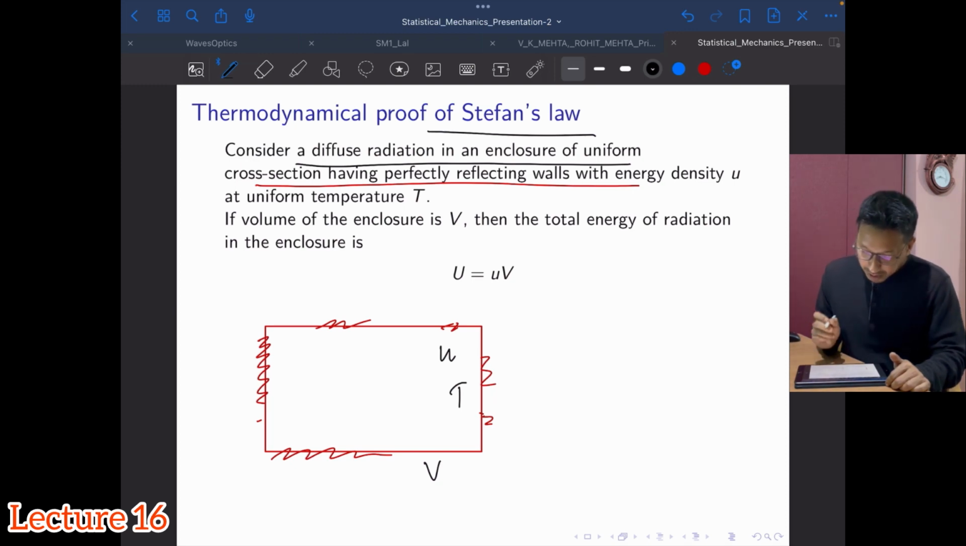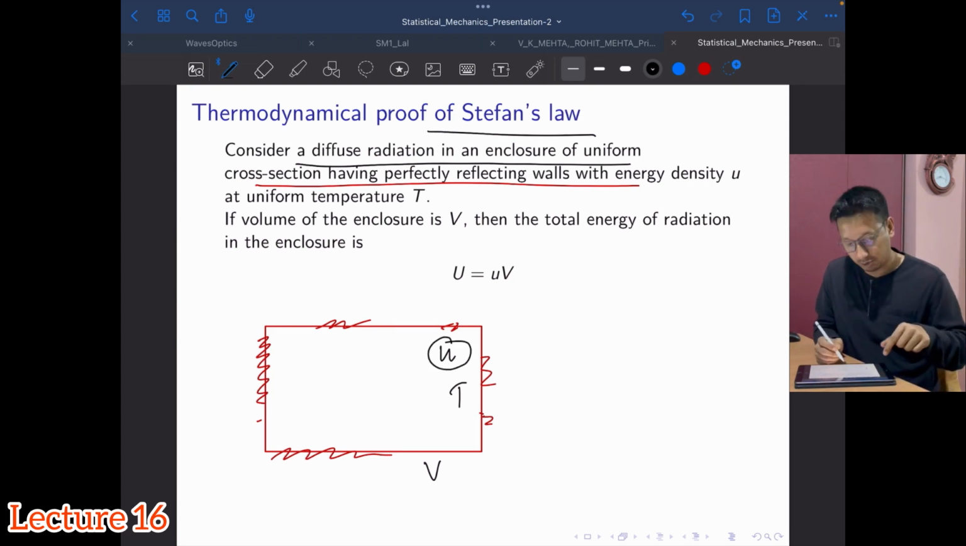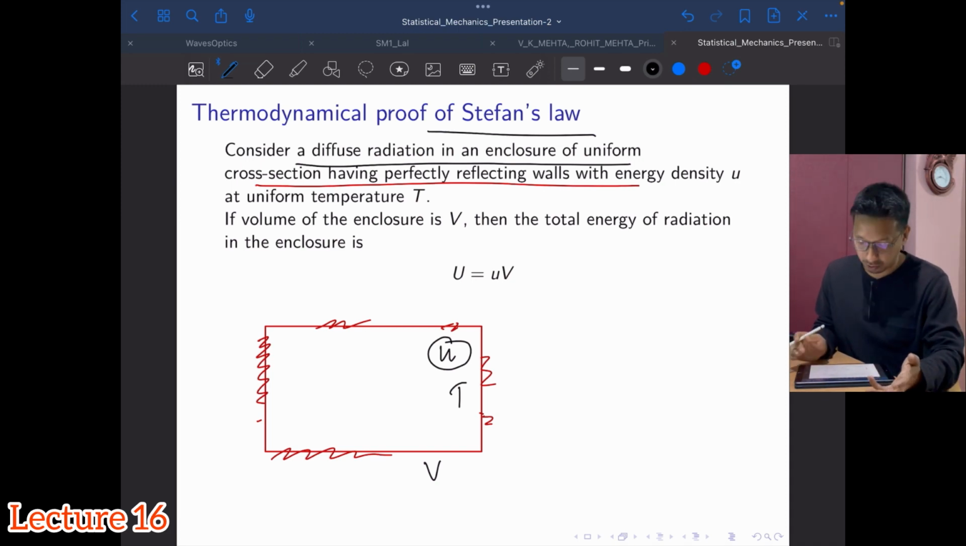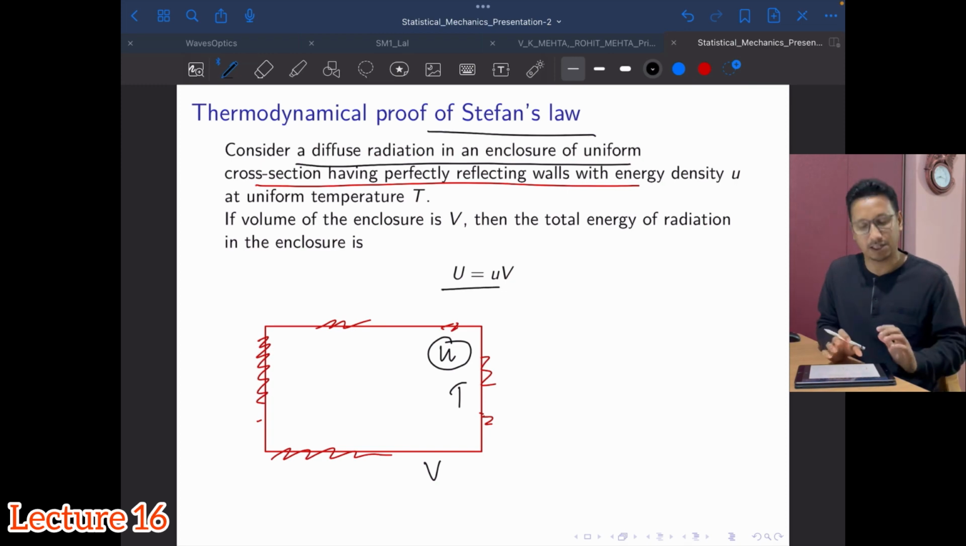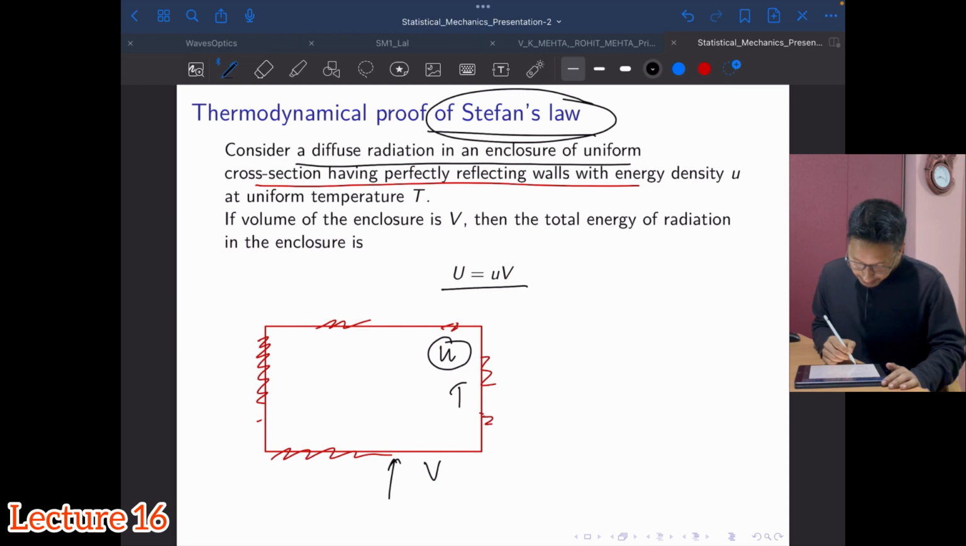Okay, so what will happen? The total energy within the enclosure we can calculate, right? Because U is the energy density, the total energy will be the energy density multiplied by the total volume. That will be the internal energy of the system. Okay, so what we will do now, because we are trying to prove Stefan's law, is supply some small amount of heat, let's say dq, from the outside.